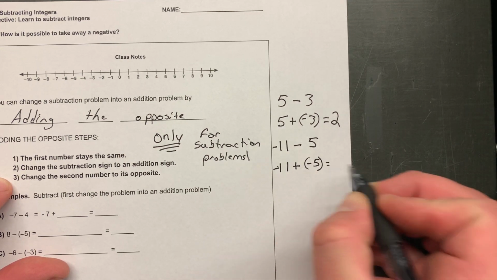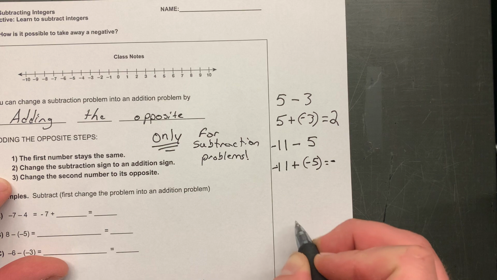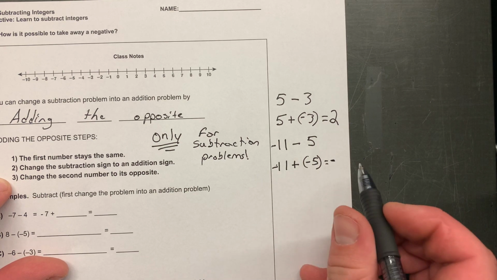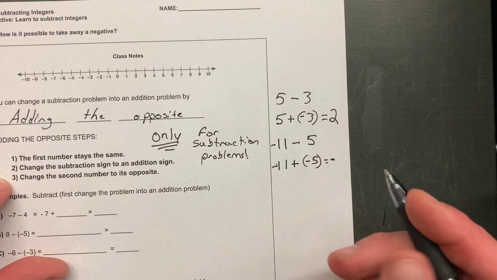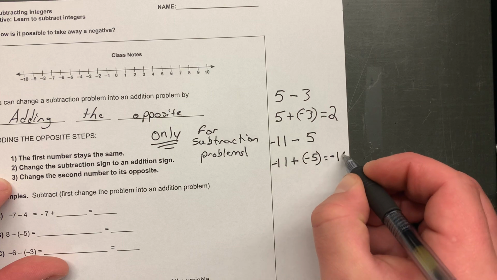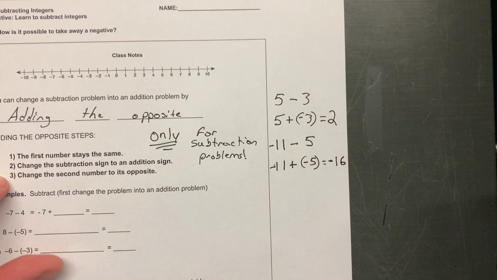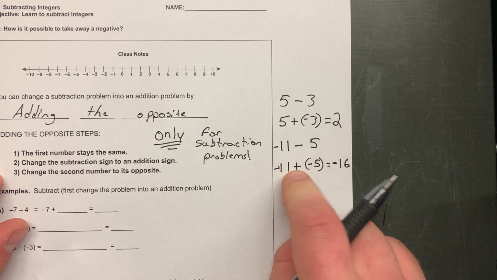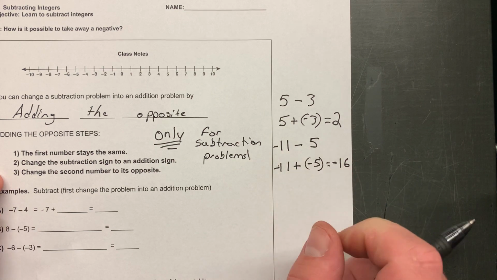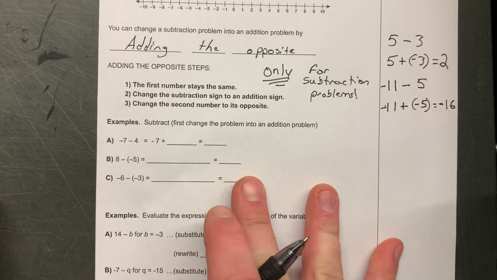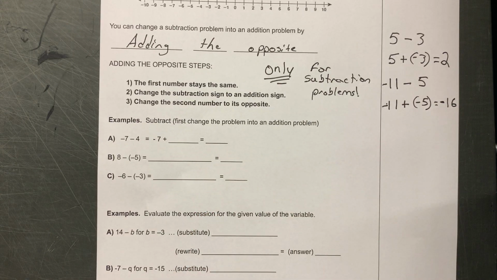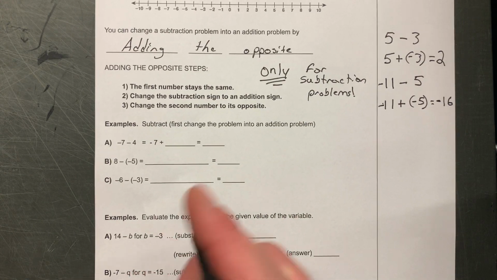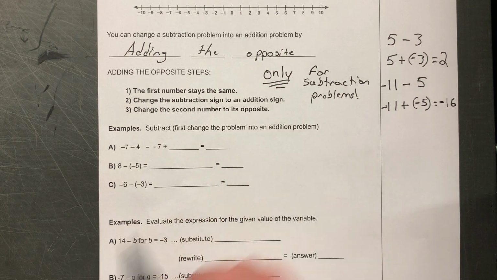If I have two negatives, I know the answer is going to be negative. Negative 11 plus negative 5. I know 5 and 11 give me 16. I change my subtraction problem into an addition problem and end up with the correct answer. Let's look at the ones that we have here, A, B, and C. We're going to subtract these problems, but we first need to change them to addition problems by following those steps.